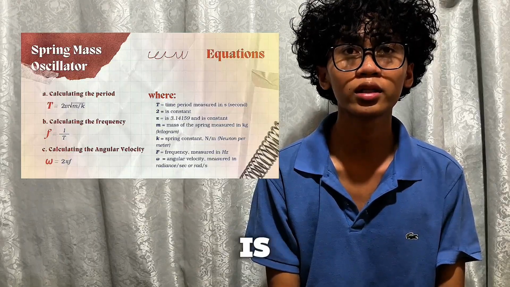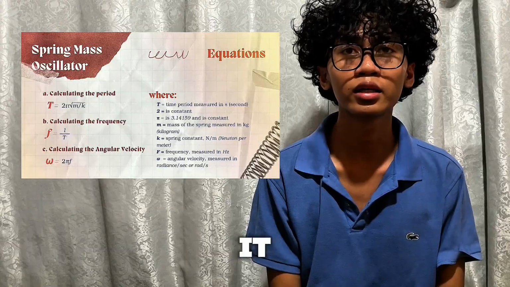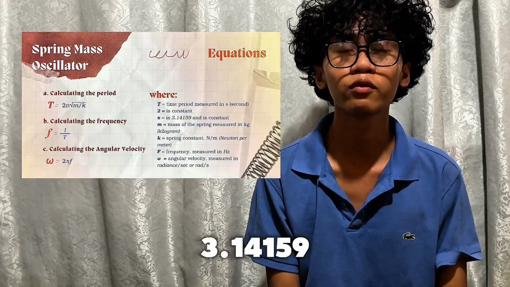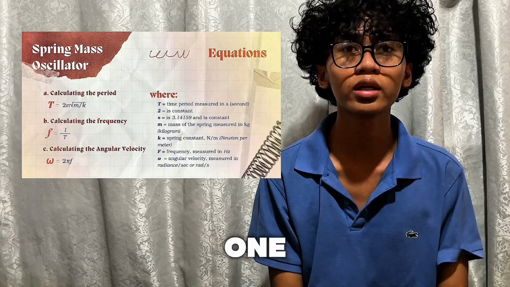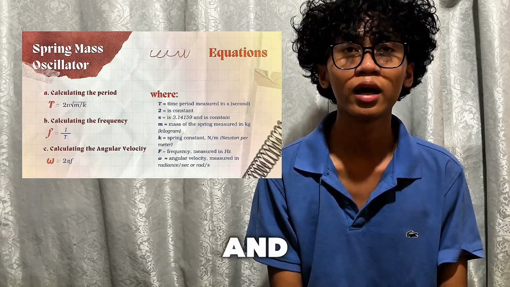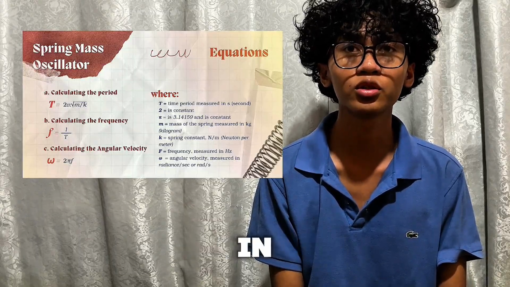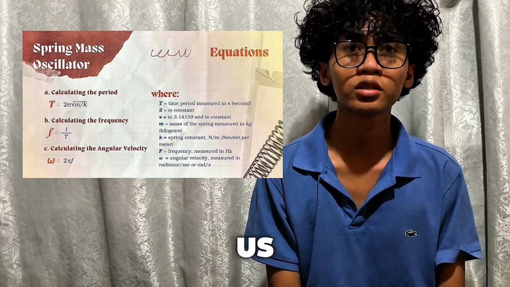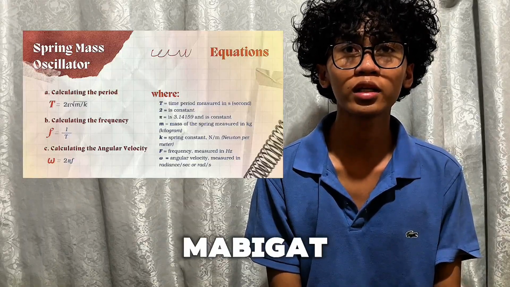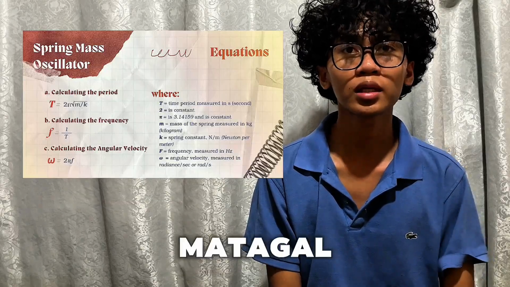Now, the next one is the 2 pi, and it is a constant, and it is read by 3.14159. And the next one is the m, it is the mass of the object in kilograms. And the last one is k, it is the spring constant measured in newtons per meter. It tells us how stiff the spring is. So basically, kapag mas mabigat yung mass or mas malambot yung spring, mas matagal yung period.